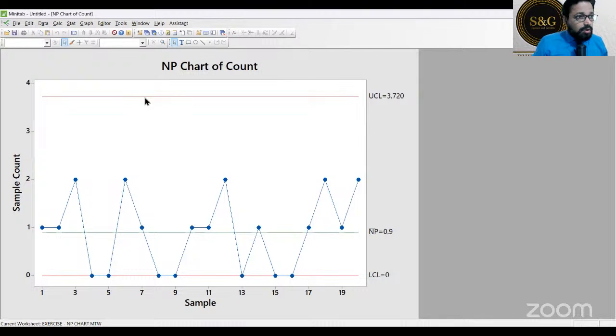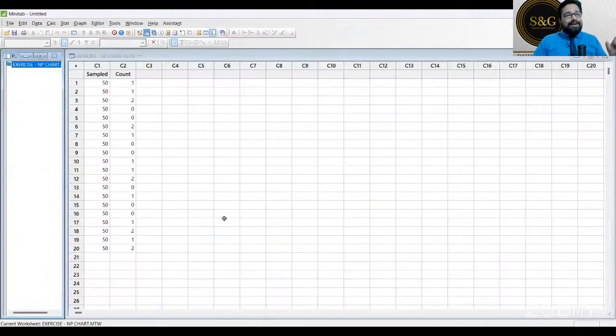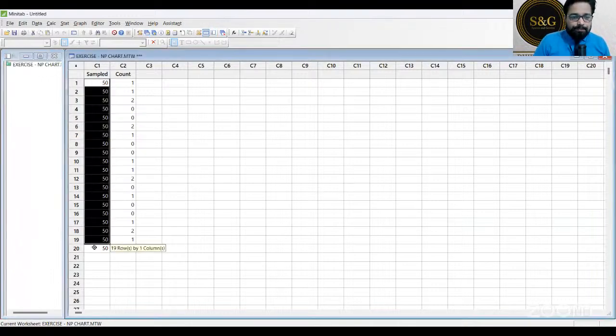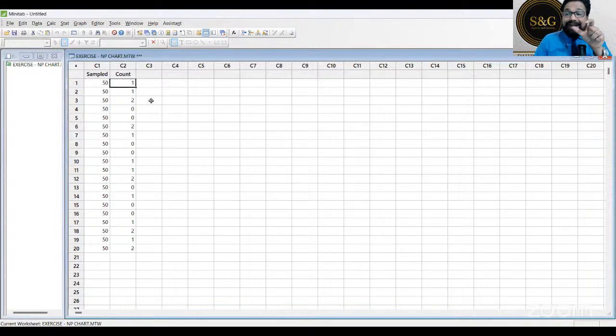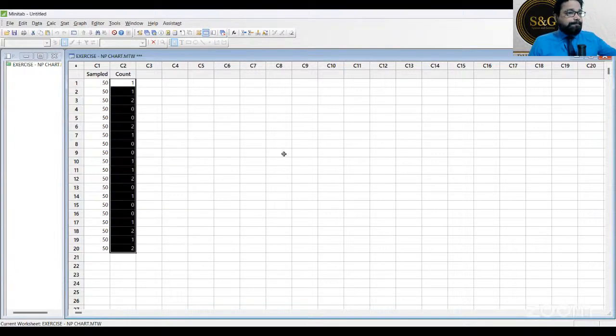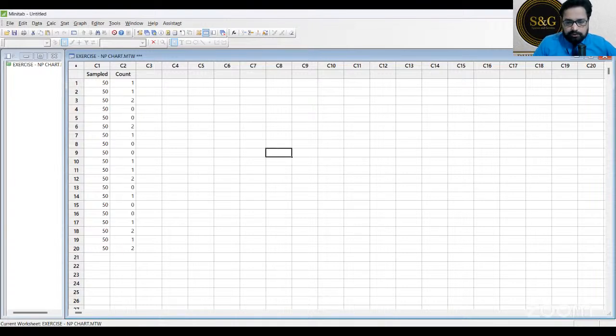Now, let me show the NP data for Rajiv ji. So from the graph, how do you go back to the data? This is the shortcut. The shortcut is Control Alt D. When you press Control Alt D, you will directly go to the data. And this is the data where these are the samples in each and every event, and out of every event how many defective items were found. So this is the data for NP chart. Clear here? Yes. Super clear, everybody? Just type yes in the chat box.